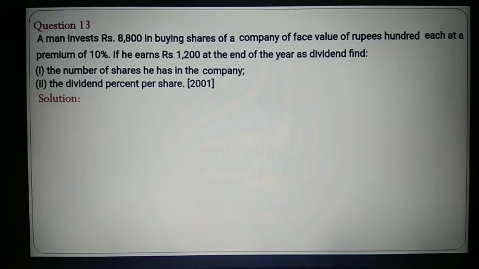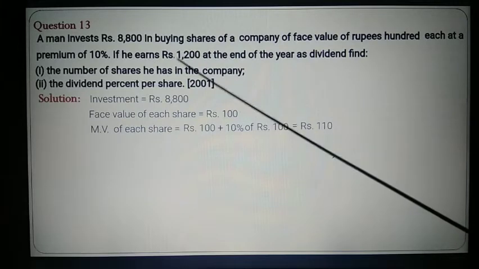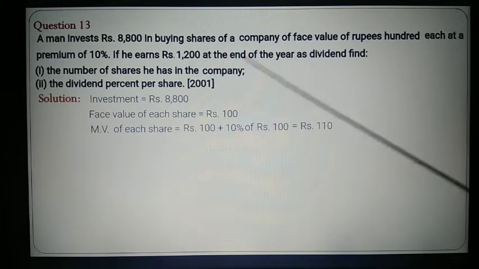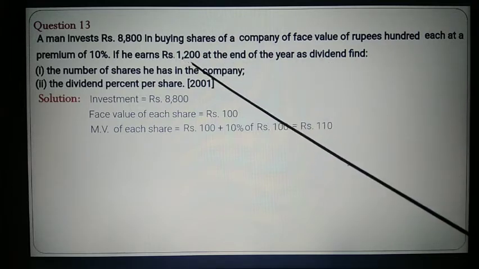Okay, so let's see. Investment is this much, face value is this much, that's why your MV of each share is going to be 100, this is your face value, plus 10% of your face value, that is 100, which is going to be how much? Rupees 110. So these many things we have already seen from the first sentence. Now if he earns this much at the end of the year as dividend, that means this is your dividend, means this is your annual income.